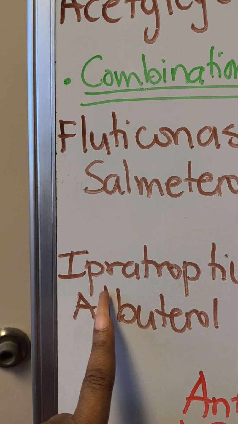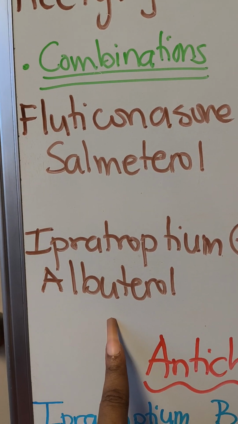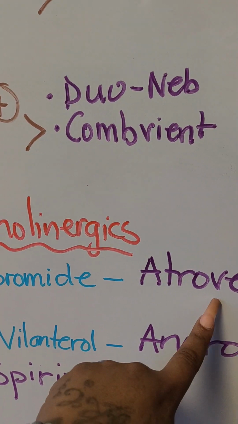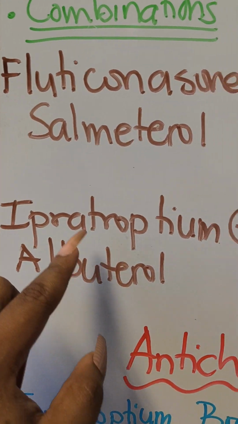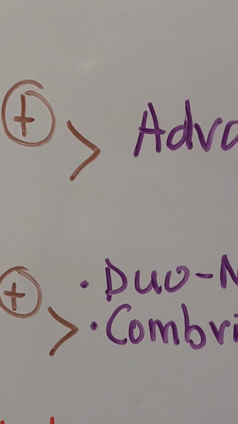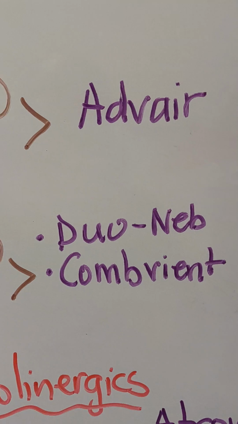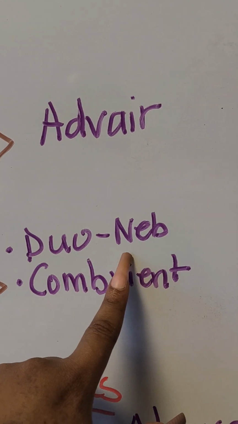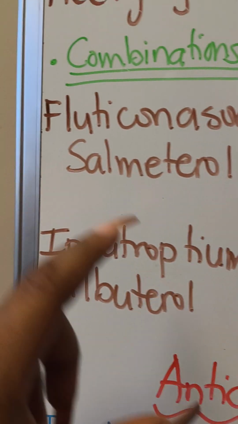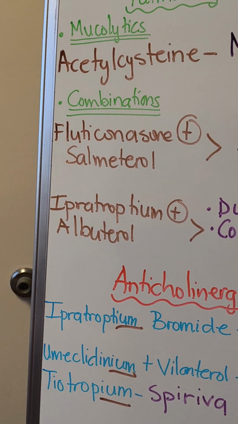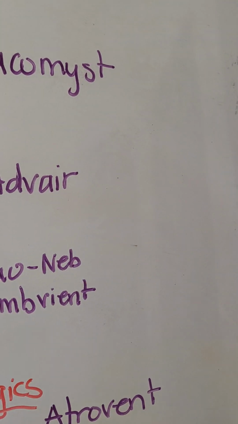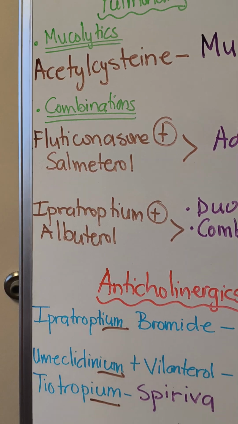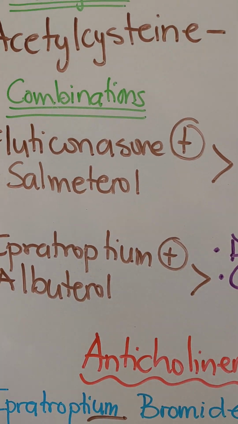So the next one is ipratropium and albuterol. Albuterol by itself is Proventil. Ipratropium bromide is Atrovent. So if I'm combining albuterol and ipratropium, I have two generic names. The first one is Duoneb. Combivent and Duoneb tell me that this is like a nebulizer. So our two combinations are fluticasone plus salmeterol, which gives me Advair, and then Combivent is a combination of albuterol and ipratropium. Okay, these are our pulmonary medications.